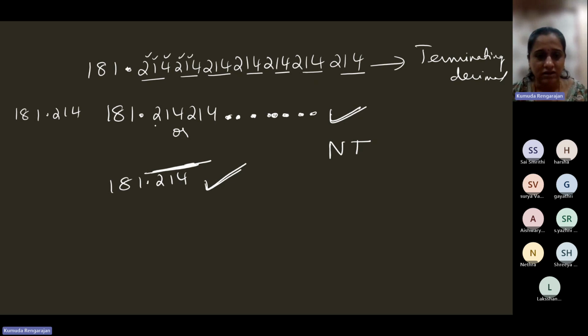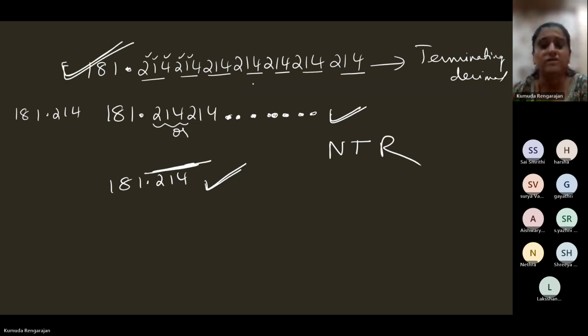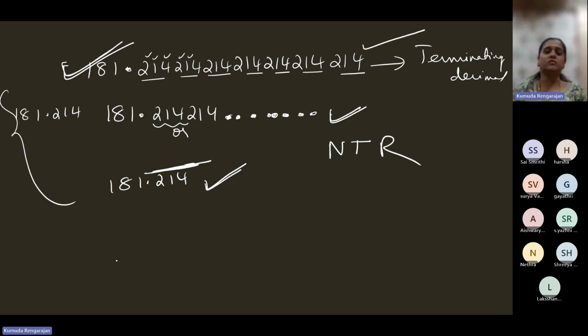Repeating because these three digits, 214, repeat themselves. 214, 214, 214 endlessly. That's why non-terminating, repeating. While this one is not non-terminating, it is terminating. It stops here. That's it. The first one is terminating, while this one is non-terminating but repeating.